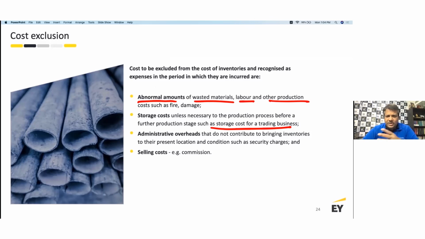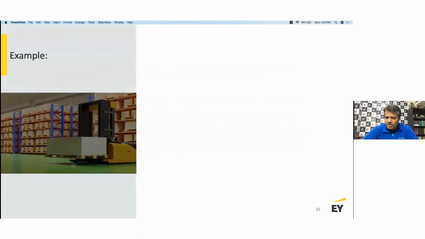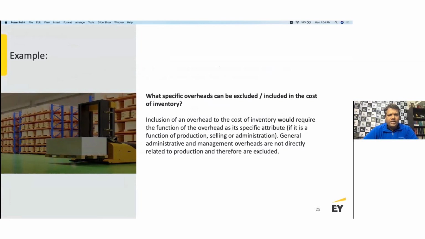Security, administrative overheads, right? You're paying, let's say, a security deposit for goods placed on order. All of that, these are period costs, and so on and so forth. Selling cost like commission, all of these are not to be considered for your inventory cost. So let's look at some examples. What specific overheads can be excluded or included in the cost of inventory?